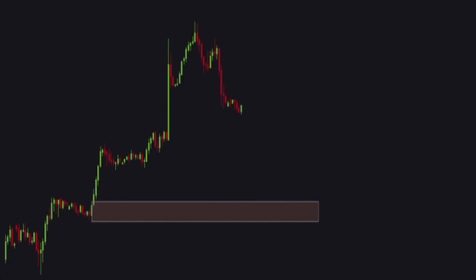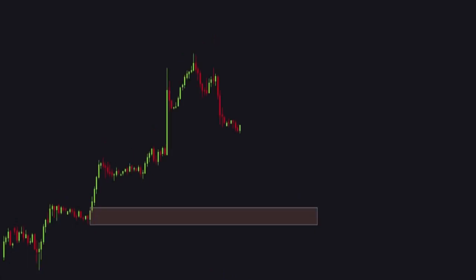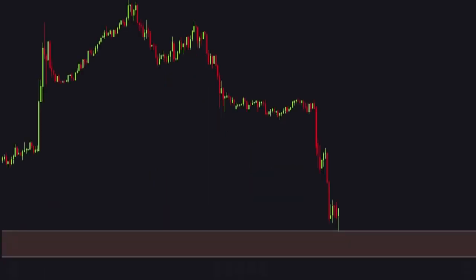So, now we would switch over to the lower time frame, which is 15 minutes, in order to see a change of character in the price. We can see that the price came back to the bullish order block zone. Now we would wait for the price to make a shift in the market structure in order to confirm that the bullish trend has started.